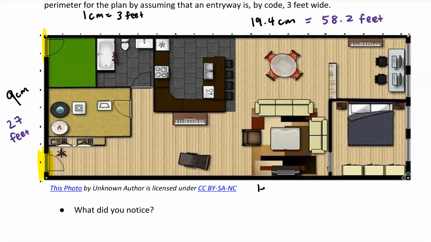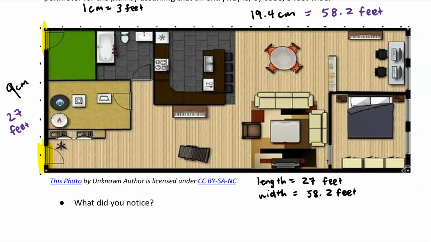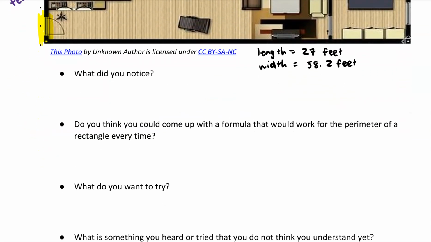Okay, so if we want to document our final answers, we know that the length is equal to 27 feet. We know that the width is equal to 58.2 feet. And I'm going to hold off on documenting the perimeter because we still need to calculate that. But I want to answer some questions here first. It says, what did you notice? These are a couple of things that I noticed, and I'm going to document them. Maybe you noticed some other things, so maybe document what you noticed.